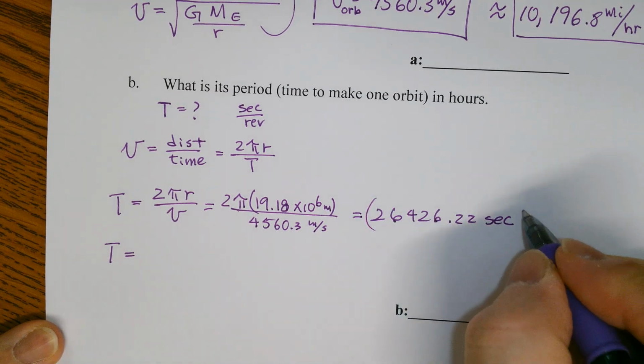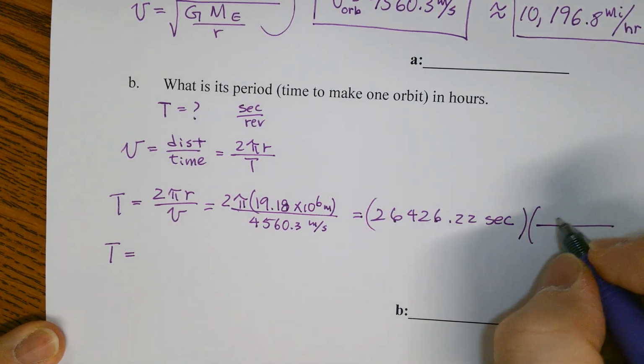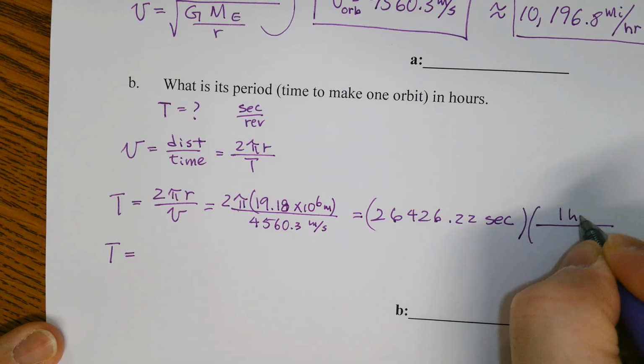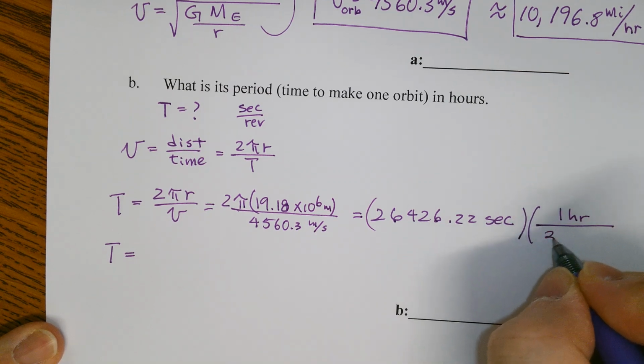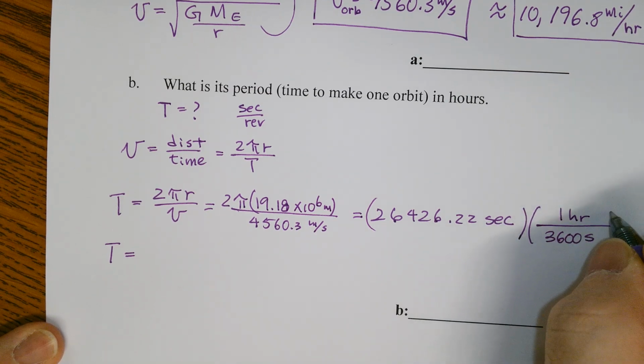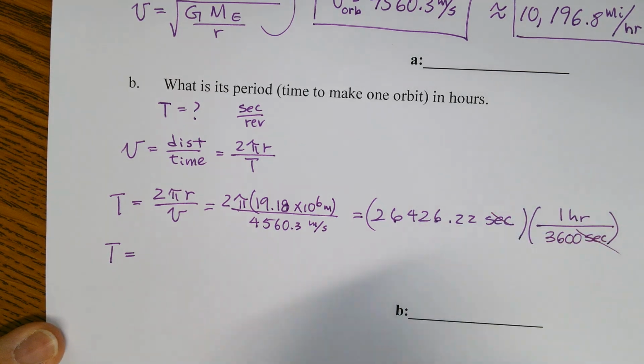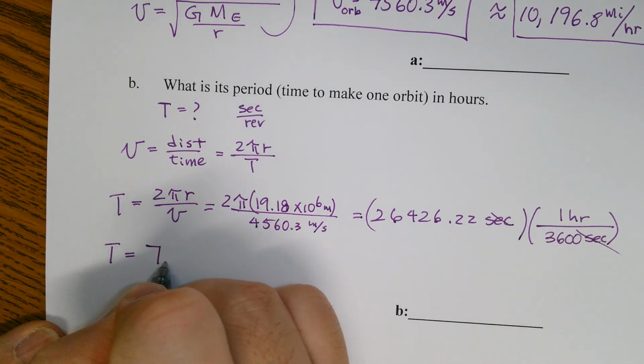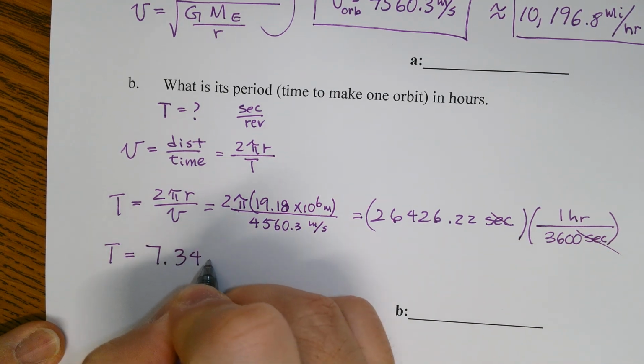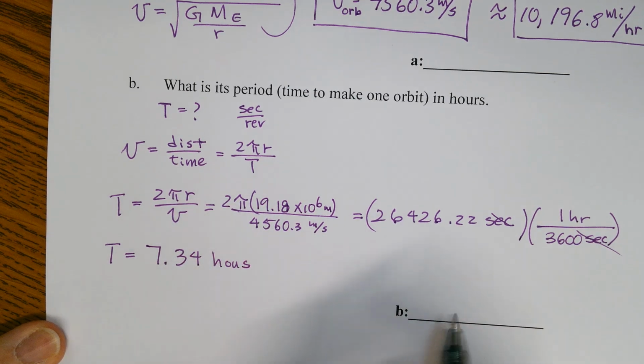So if you multiply that by 1 hour equals 3,600 seconds, the seconds will cancel out, giving you hours. So the period comes out to 7.34 hours.